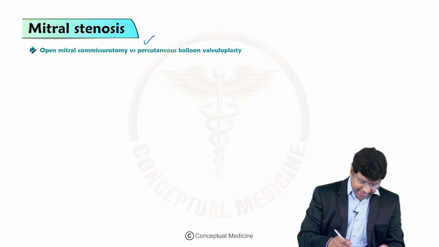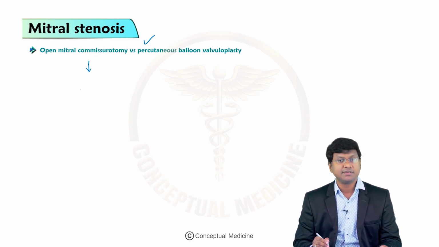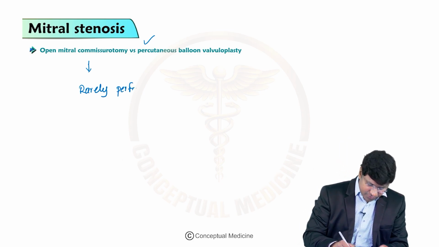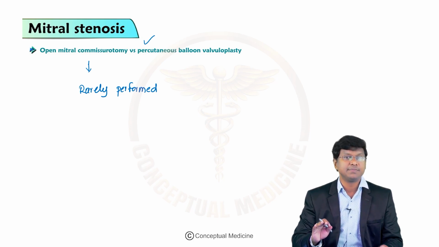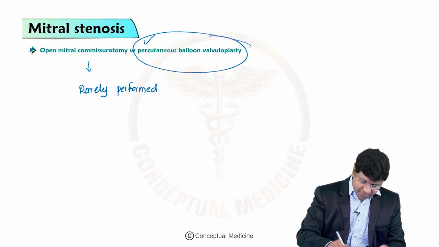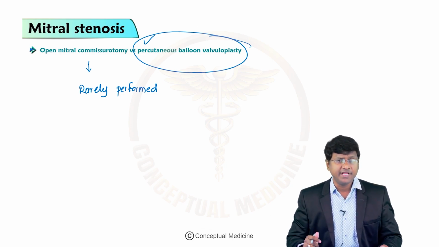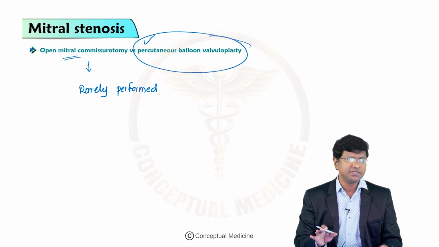Next, what are the interventions available and which is preferable? Let me explain. We have two methods of intervention: open mitral commissurotomy versus percutaneous balloon valvuloplasty. Open mitral commissurotomy is now rarely performed and has given way to percutaneous balloon valvuloplasty, which is what is being performed in recent days. Ten-year follow-up data comparing surgery to balloon valvuloplasty suggests no real difference in outcome between the two modalities.